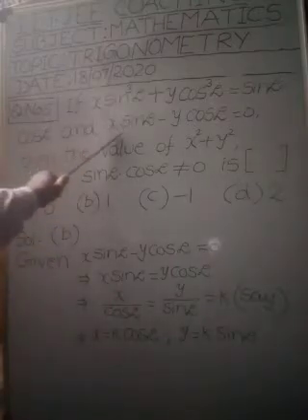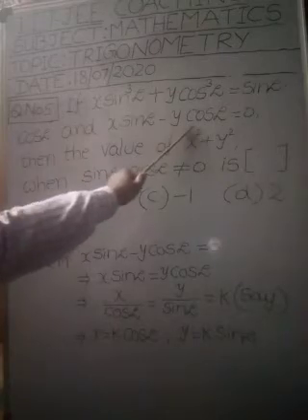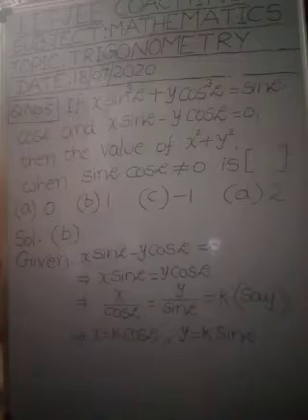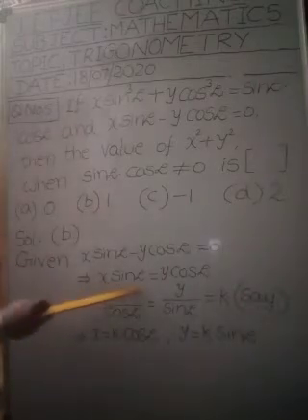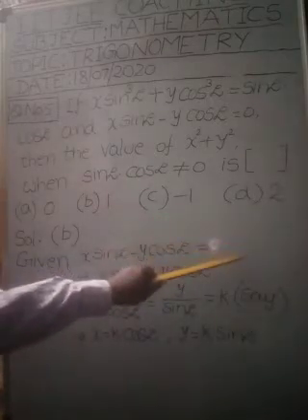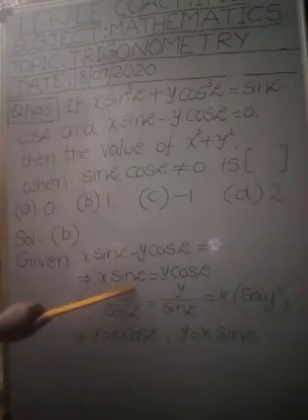Here, let us take the second equation, that is x sin alpha minus y cos alpha is equal to 0. I have taken the second equation. From this equation, we get x sin alpha is equal to y cos alpha. Next, I am sending this term to RHS. Then we get this step. Understood this step, my dear children?